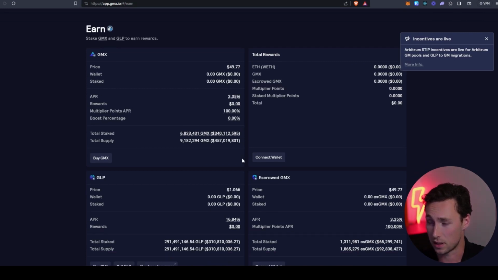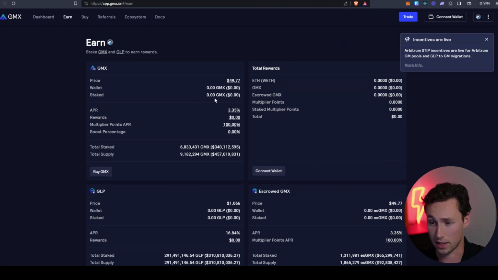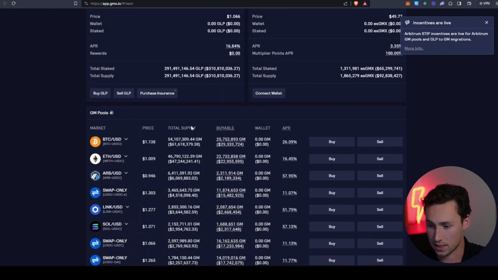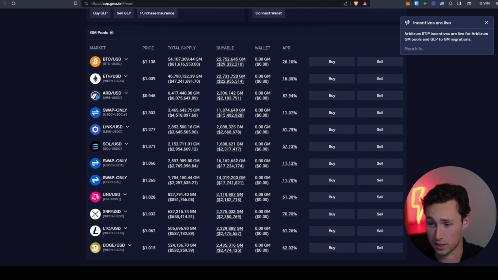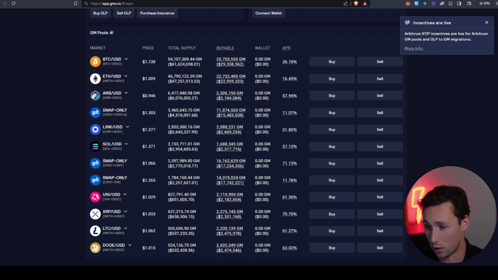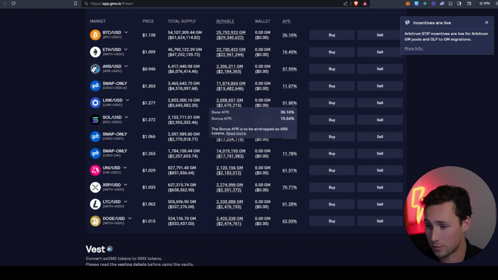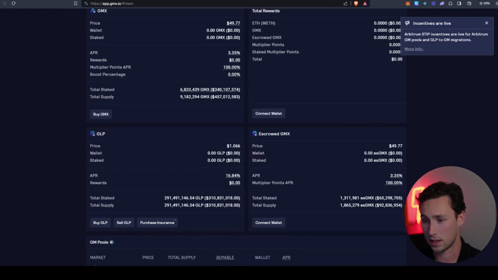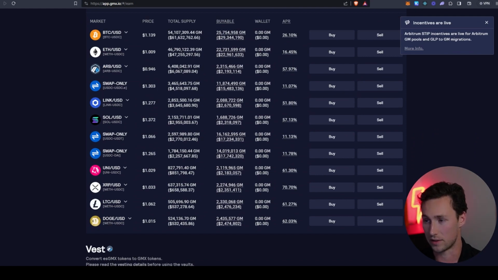Just to show you what this looks like in practice, if you go to GMX right now, you have normal GMX staking, you have normal liquidity GLP staking, and then you have these GM pools here, which are, for example, BTC USD, ETH USD, RBUSD, etc. If you look at the APRs in these, it's bootstrapped with the ARB tokens, and you've got 26%, 16%, 58% on this RBUSD pool, and so on and so forth. 52% on Link USD. I mean, that's really good, right? And this is on a highly reputable protocol, the largest protocol on Arbitrum, and a lot of this is possible because of this grants program right now.